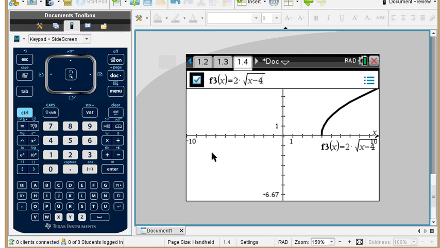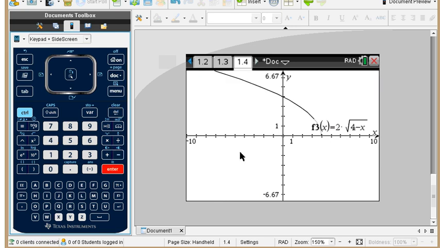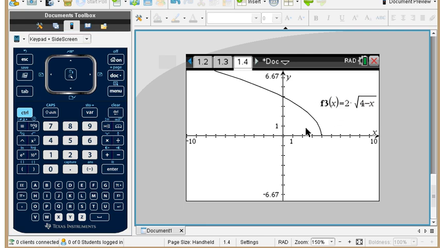Yeah, I had it wrong. Let me do 4 minus x instead. 4 minus x. There we go. That's what the thing looks like. So you have greater than negative infinity up to and including 4 with the bracket.